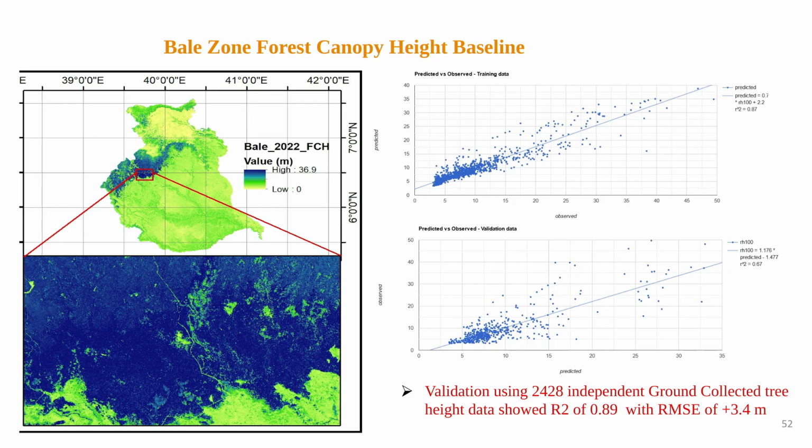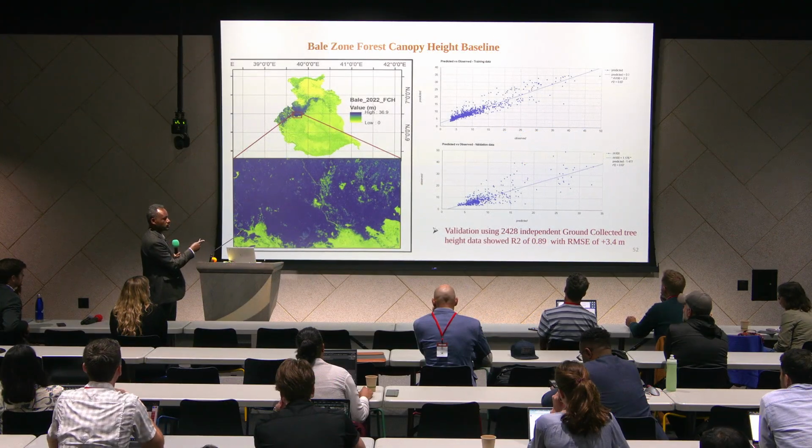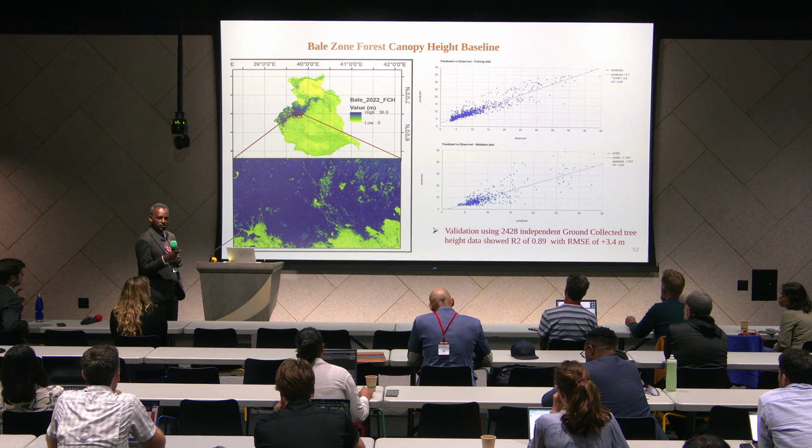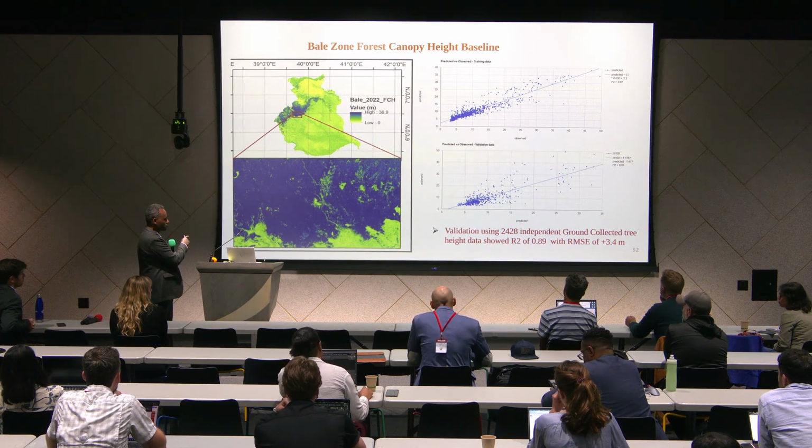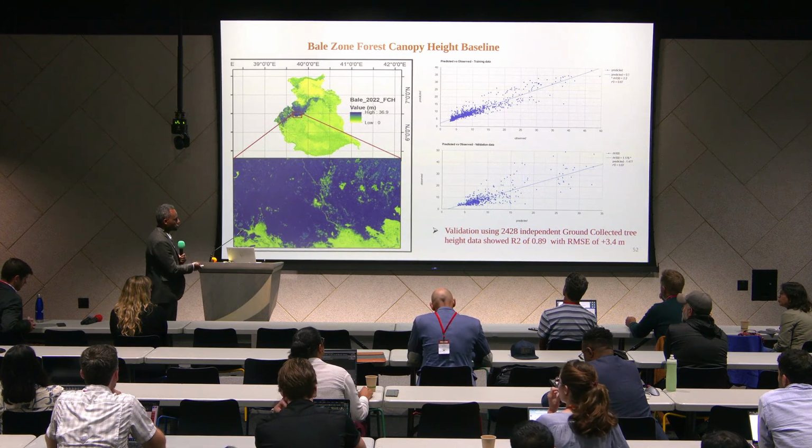These are the canopy height results that we detected. This is for Bale, and the training data showed the validation is good, but the internal validation showed us 0.67, which should be improved using ground inventory data. We also used 2,428 sample points collected by Farm Africa, an initiative engaged in the protection of this area. The accuracy is 0.89 using this one.